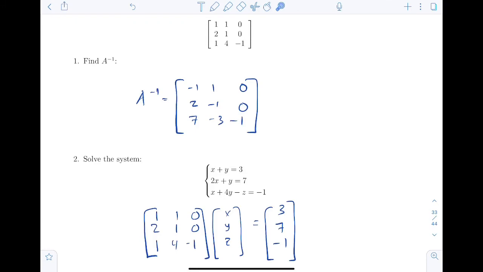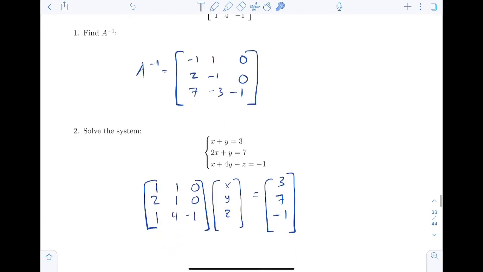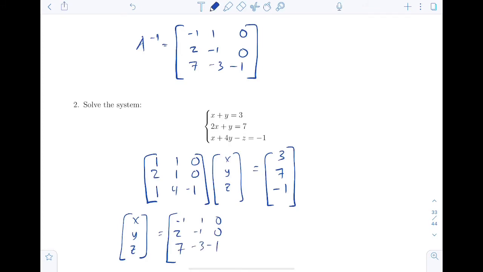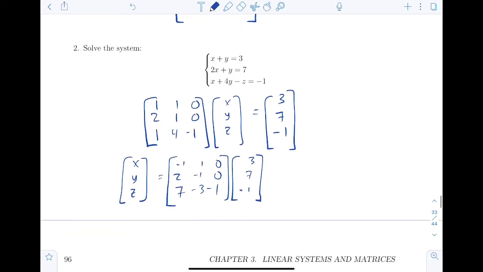All right, so because this is A, that theorem I had before says that the x, y, z is simply going to be A inverse B. So I'm just going to have to multiply -1, 1, 0, 2, -1, 0, 7, -3, -1 times 3, 7, -1. Is it always the case that you have the inverse sort of just sitting here to do? And the answer is no, but I wanted us to kind of think about how this works.